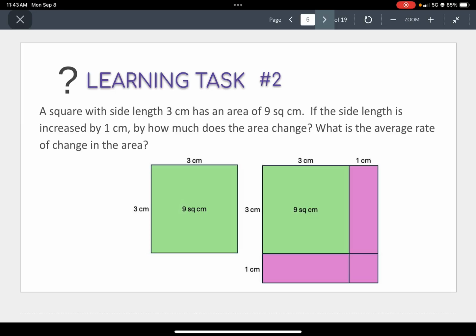Learning task 2. A square with side length 3 centimeters has an area of 9 square centimeters. If the side length is increased by 1 centimeter, how much does the area change, and what is the average rate of change in the area? This is very similar to what we just did, except now we're starting with a square of side length 3 centimeters. Pause the video here and work the learning task.